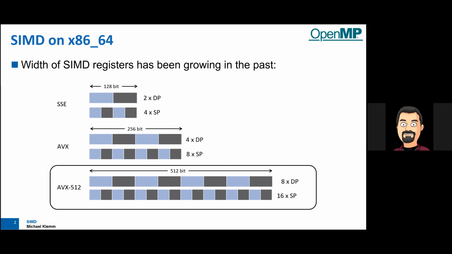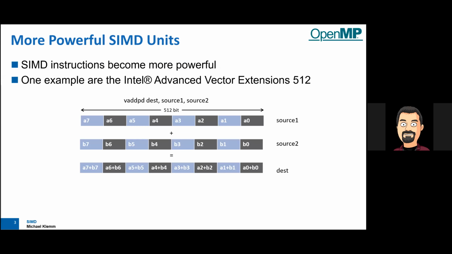Now, what's the deal with it? I mean, this is just regular parallelism, right? Let's dive deeper into what these instruction sets can actually do. And again, I'm using x86 as an example, but similar arguments are true for other architectures as well.